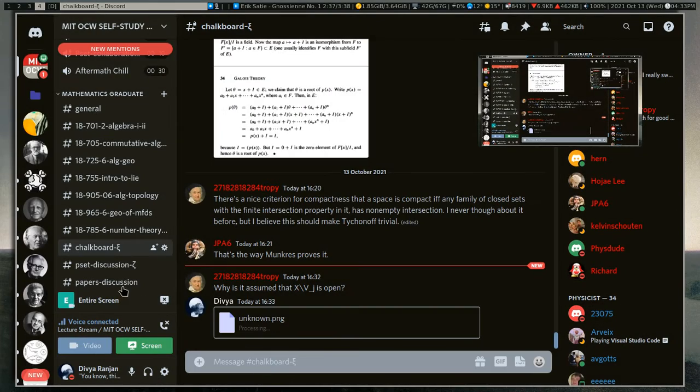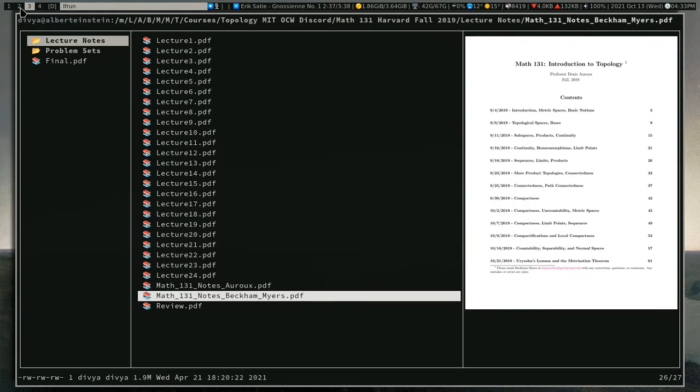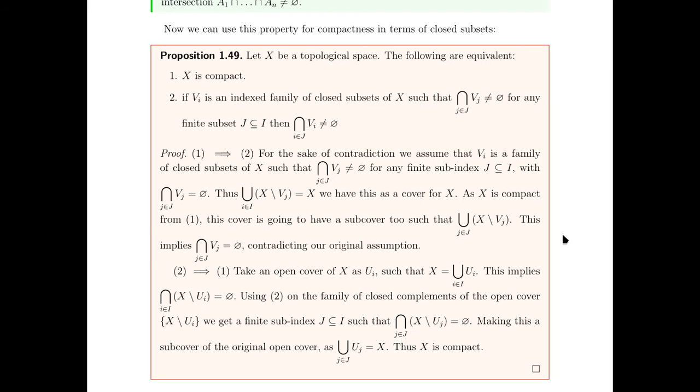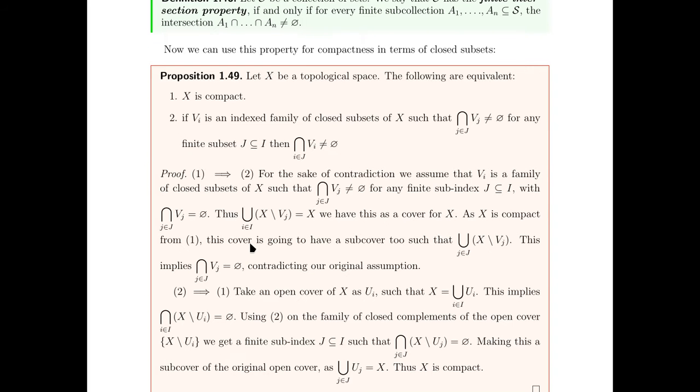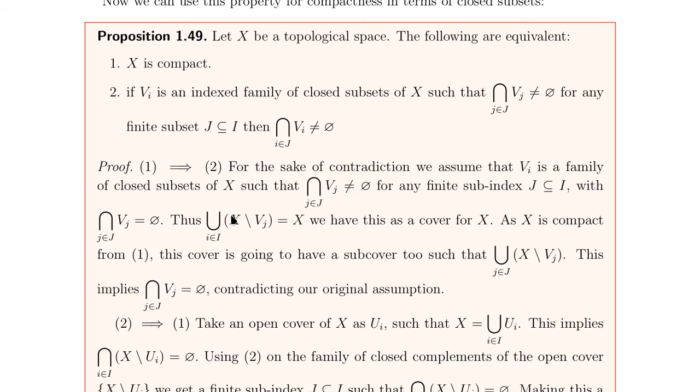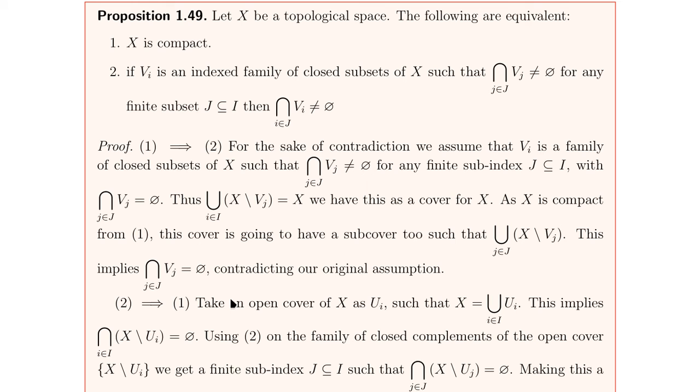Why is it assumed that x minus bj is open? Because x minus bj is open because we're taking vi as a family of closed subsets, right? So all of these x minus v's are going to be open. They're going to be complements, and the union of them is also going to be open.